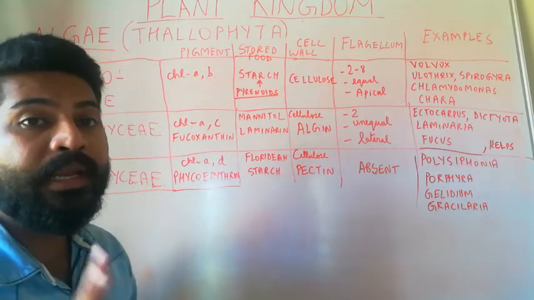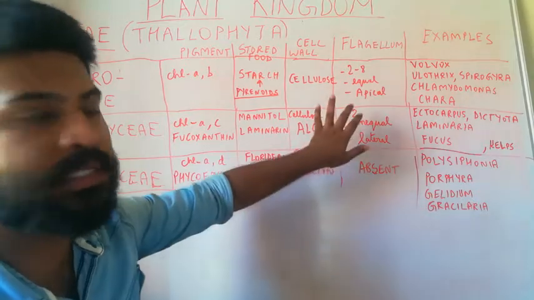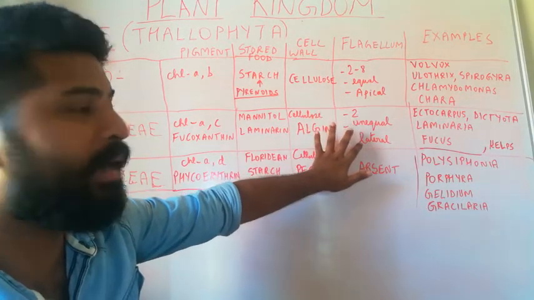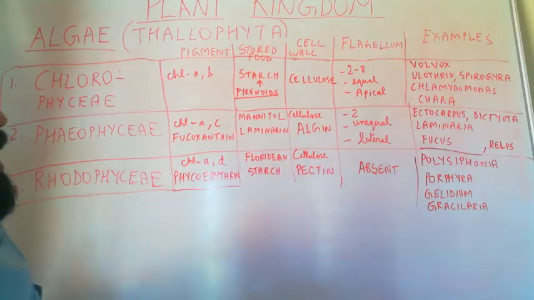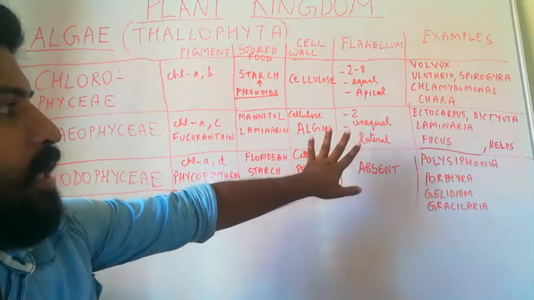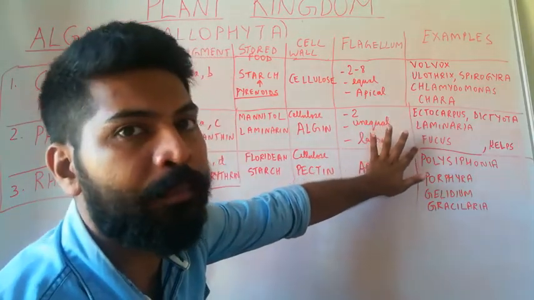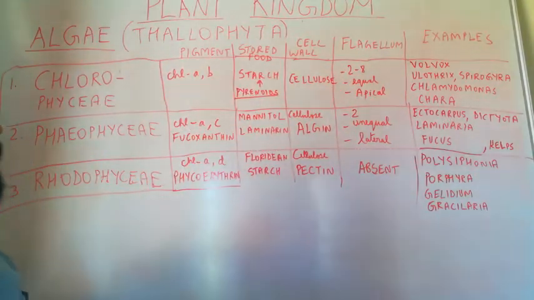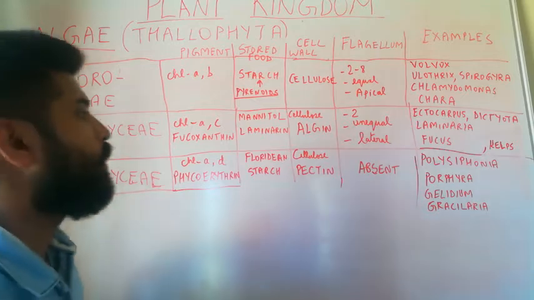They have only two flagellum. One is bigger in size, one is small in size. So unequal flagella, and these are lateral in position, so at 180 degrees to each other. Fucus is another example for brown algae. Remember Fucus because it will come once again at the end of the lesson. That's about the brown algae.